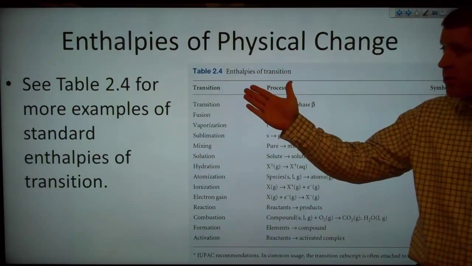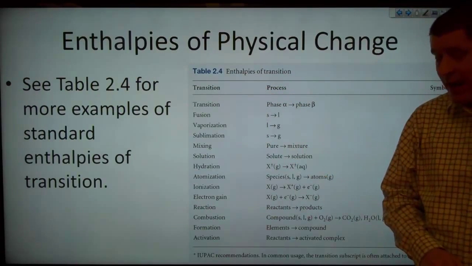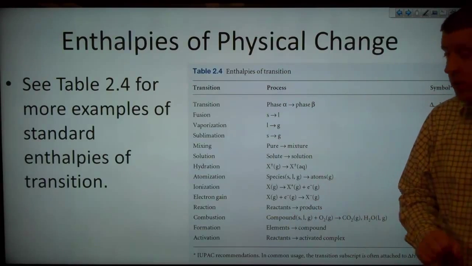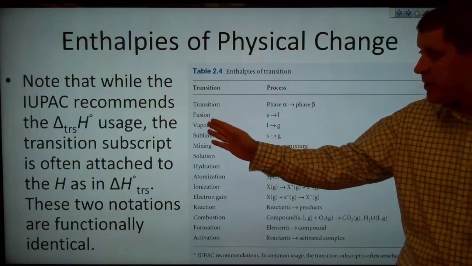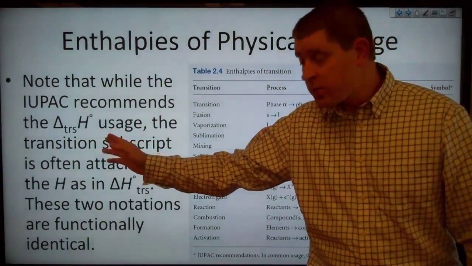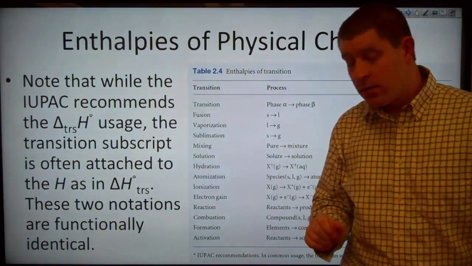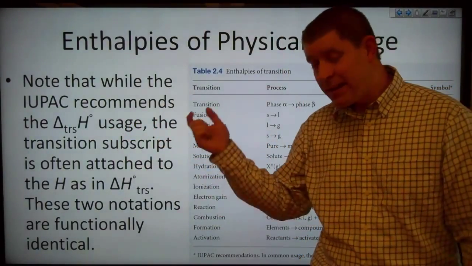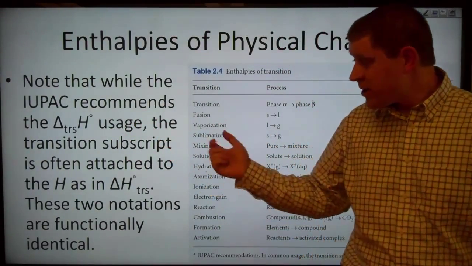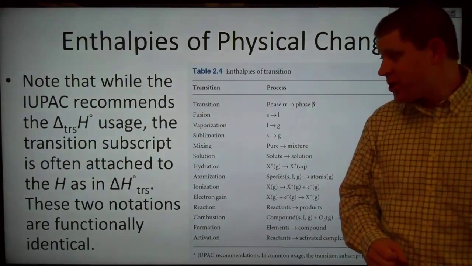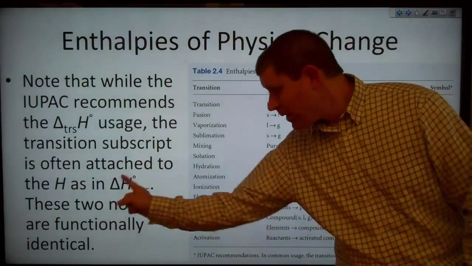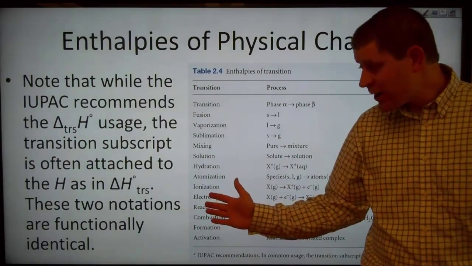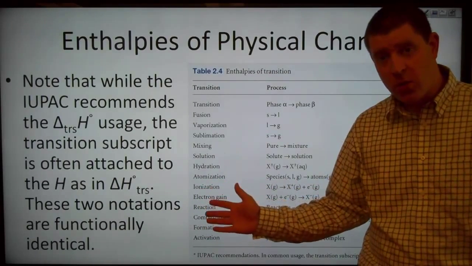You should see table 2.4 for more examples of standard enthalpies of transition. We have lots of different transitions. Now note that while IUPAC recommends the usage that looks like this, where we have the transition abbreviation in between the delta and the H, the transition subscript is often attached to the H, so it looks more like this. These two notations are functionally identical. You can use either one.